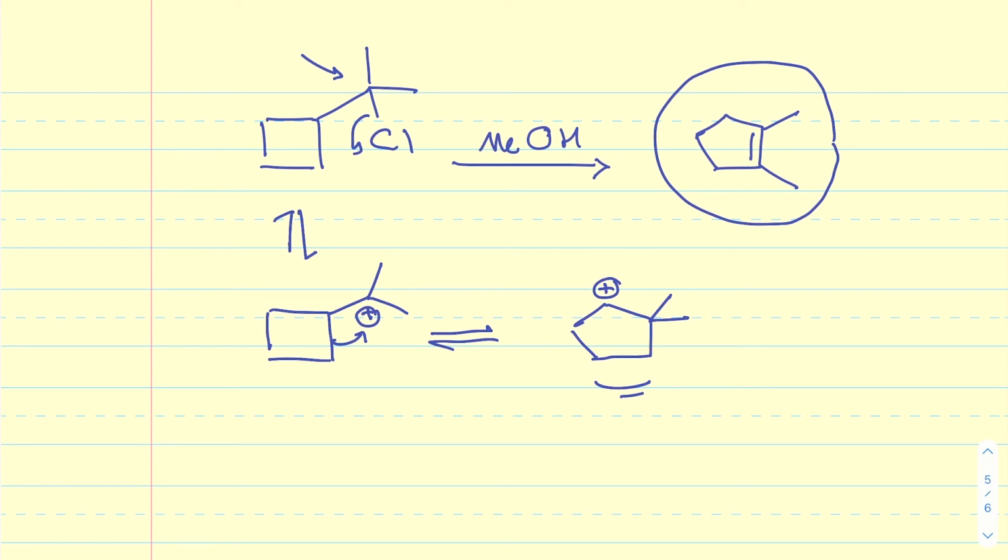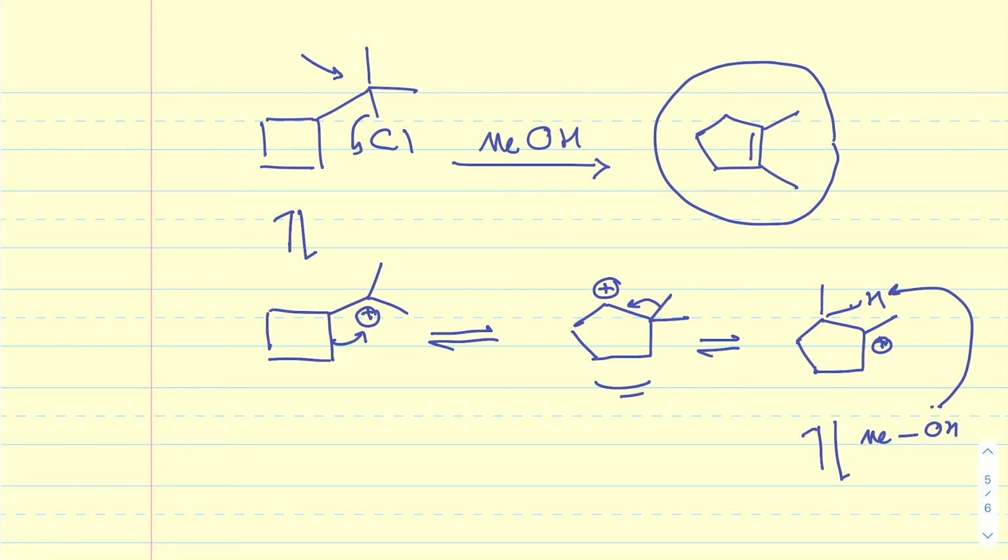Now, in order to get to the product, the two methyls have to be on adjacent carbons, so this methyl is going to shift again, and that is going to give us a carbocation here, and all that needs to happen now is for that to basically lose a hydrogen and give us the product.